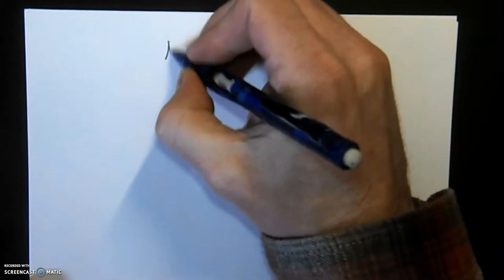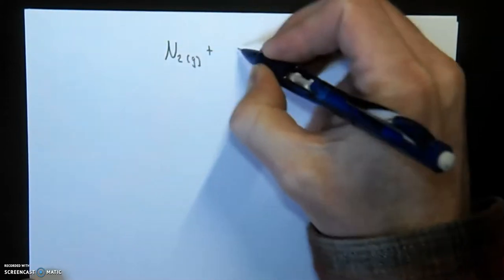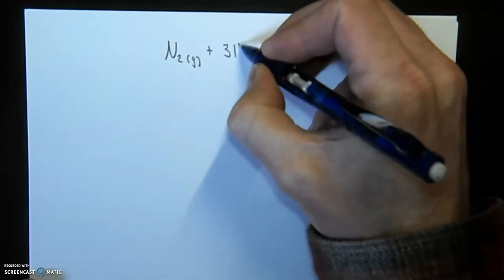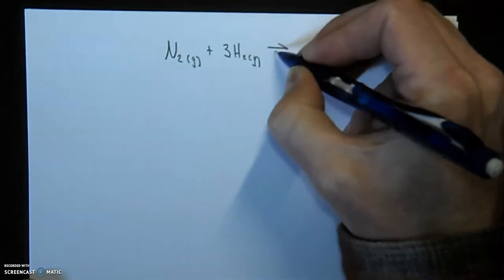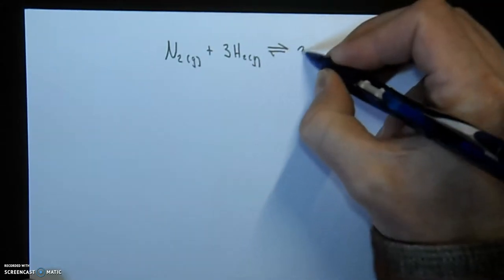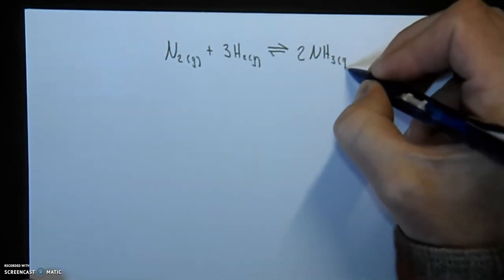Next question. We're going to look at the Haber-Bosch process. So before I write it down, can you think of what that would be for the Haber-Bosch process? If you wrote down nitrogen gas plus 3 hydrogen gases, giving you an equilibrium of 2 ammonias, you would be correct.